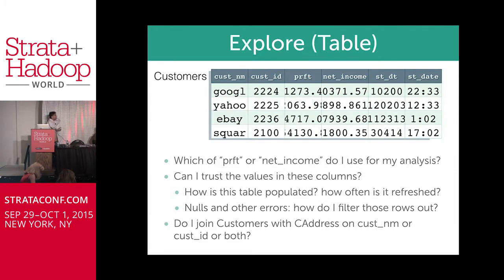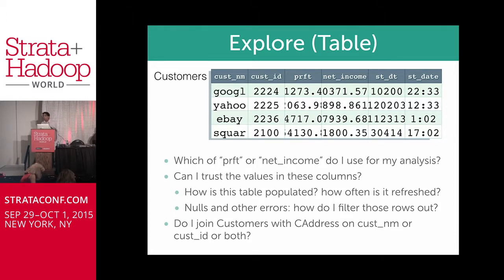Now, let's go on to the next step. If I find a particular table that is relevant for me, let's say the customers table, there are a whole bunch of columns: cust NM, ID, PRFT, net income, STDT, STDate, and so on. Now, I need to understand what these columns mean. Some of them are obvious: customer name, customer ID, profit, net income, and so on.